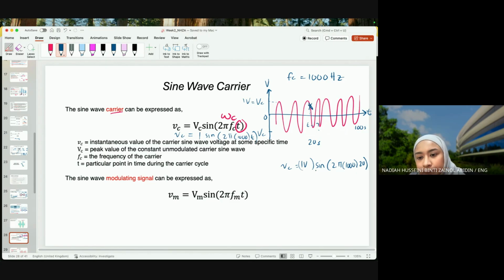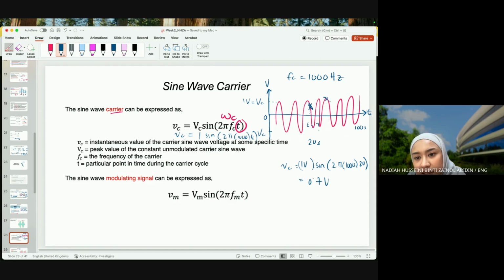Okay, 20 seconds. So using my trusty calculator, I'm going to plug in the values and I get some value. So let's say the value is 0.7 volt. So this is the function of this equation. It tells you at a specific time what the value of that wave is. So let's say I want to find out what the value is here.